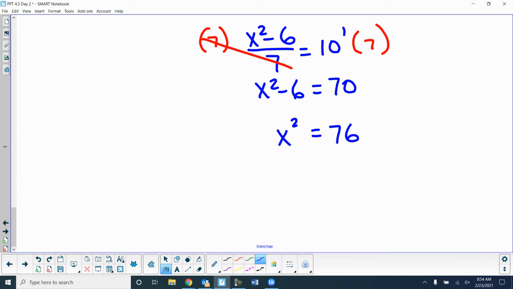Now I got an x squared, so what do I got to do? Square root it, right? So this one we did have to square root, we couldn't avoid it. So plus or minus.